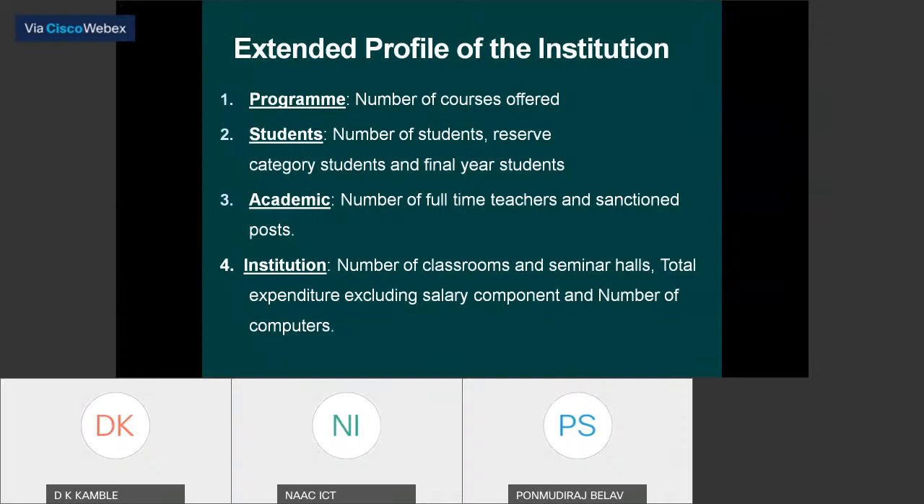Then students, the number of students. How many students were admitted year-wise during the last 5 years, that data is also required. That total admitted student detail is required. After that, how many reserved category students were admitted?